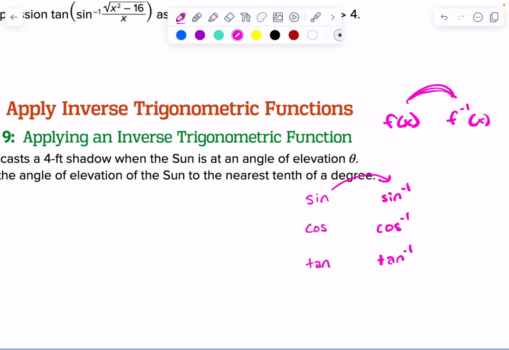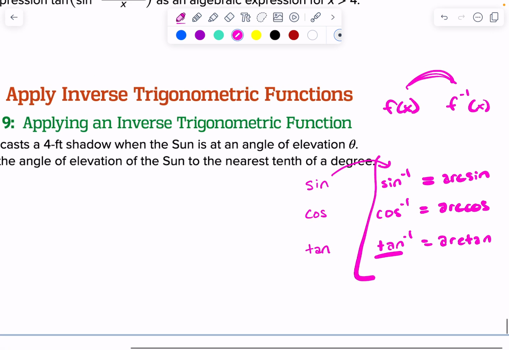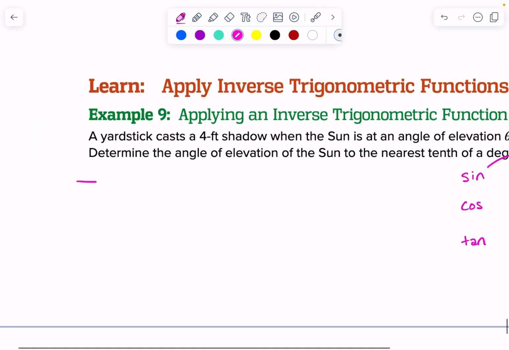Sometimes they are also called arc sine, which means inverse sine. These two are the same thing. Or they're called arc cosine or arc tangent. If they call them that, that means the same thing as inverse tangent. It's just writing it in different words. The reason why these functions exist is for this story problem right here.